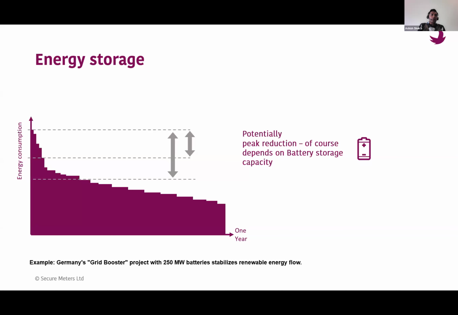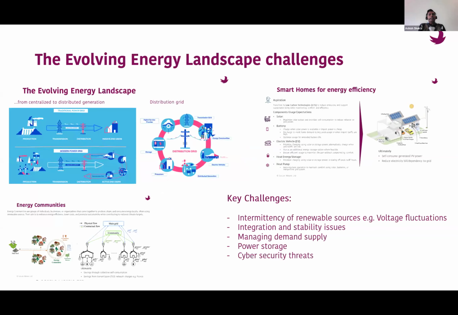Again, this depends upon how much they can save, and how much battery storage capacity they add in their premises or location. I will talk about more examples in the upcoming slides. So in a nutshell, I have now presented all the scenarios: centralized to distribution, smart home application, and energy communities. Overall, I think you would have understood the challenges.